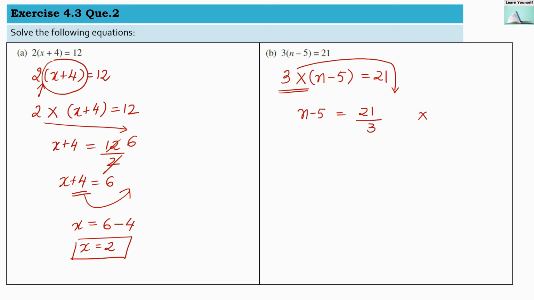Multiplication will become division when it is changing a side. So here 7 3s are 21. N minus 5 we got here 7. This 5 has negative sign. Once it is changing a side, it will become positive. So n equals to 7 plus 5. So we will get here n equals to 12.